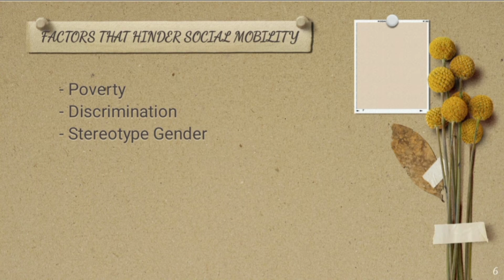For the last is gender stereotype. Differentiating the characteristics and social position of men and women, such as having the view that men are higher than women, can also obstacle social mobility. For example, the view that women don't need to be highly educated, after all it's the husband who works. Such behavior can obstacle a person's achievement and opportunities for mobility in order to increase his social status.